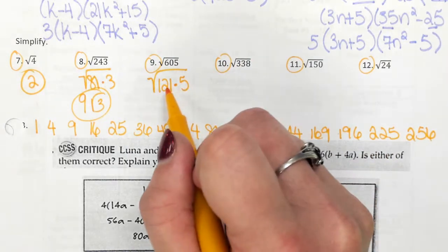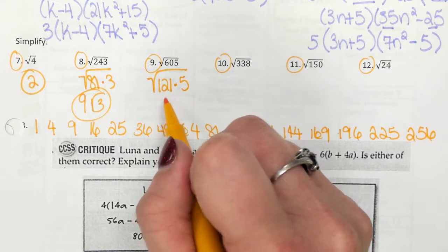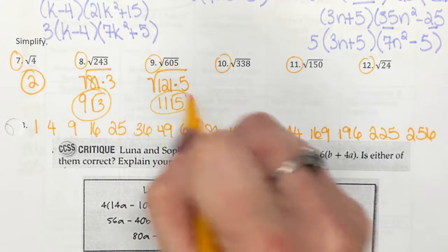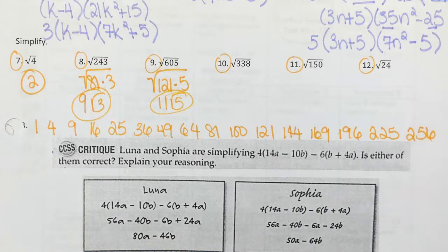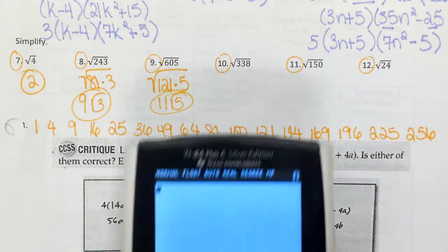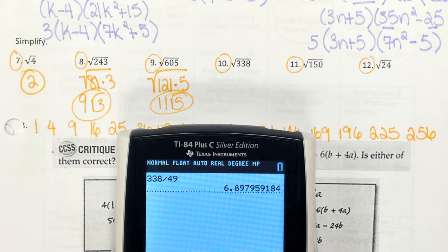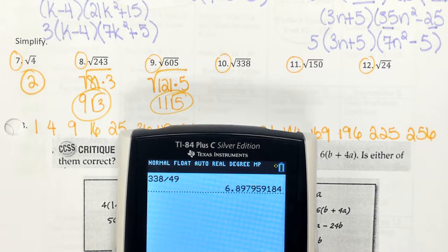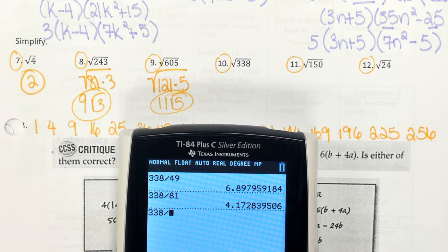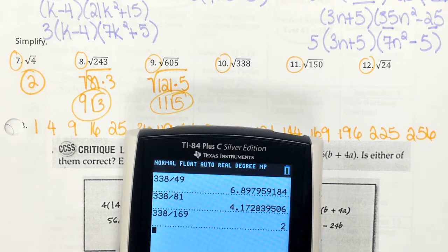Okay. All right, so 121 comes out as what number? 11. Y'all okay so far? All right, what about 338? Which one goes into 338? Pick one. Who cares if it's wrong? 49. Nope, let's do another one. 81. Nope, let's do another one. 169. That one is correct.